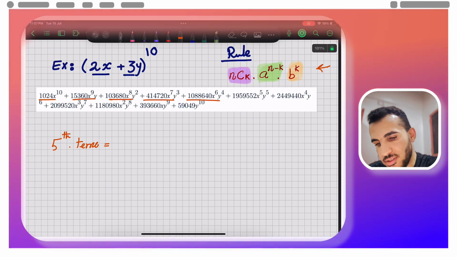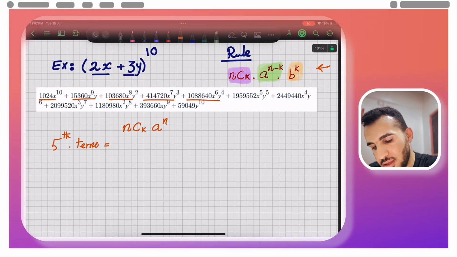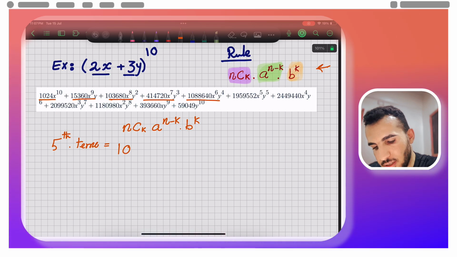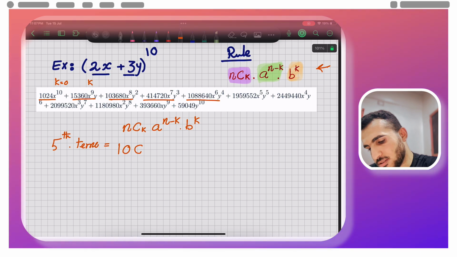So let's write the rule first, nCk. n equals 10, let's write it above here to help you: nCk, a power n minus k, multiply b power k. So n equals 10, I'm gonna write 10 choose k. k equals how many? I said the fifth term. Focus. k starts with 0. So k in the first term equals 0, and in this term k equals 1, 2, 3, 4, because it starts with 0.